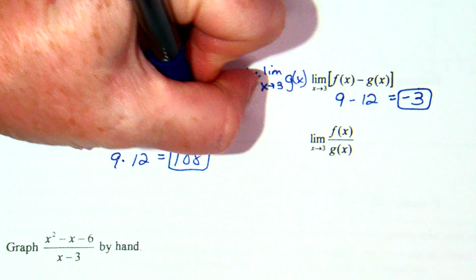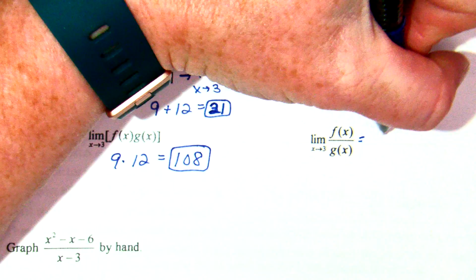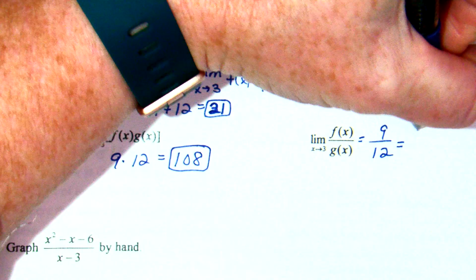And division. The limit of f of x divided by g of x is the limit of f of x divided by the limit of g of x. 9 divided by 12, which would be better written as 3/4.